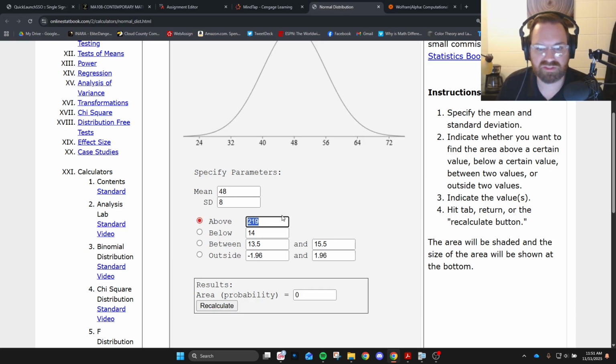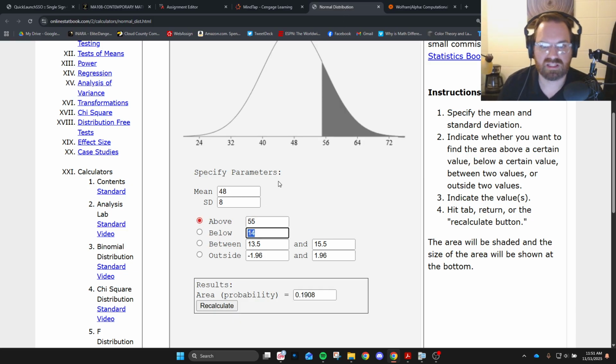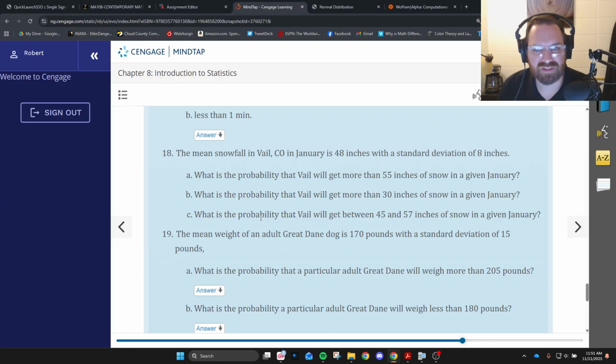So above 55. And our probability is going to be, in this case, 0.1908. We are not converting. I literally just said that. Man, my brain. Fun times.